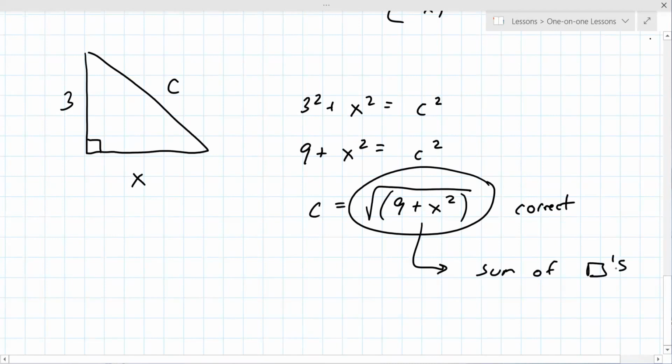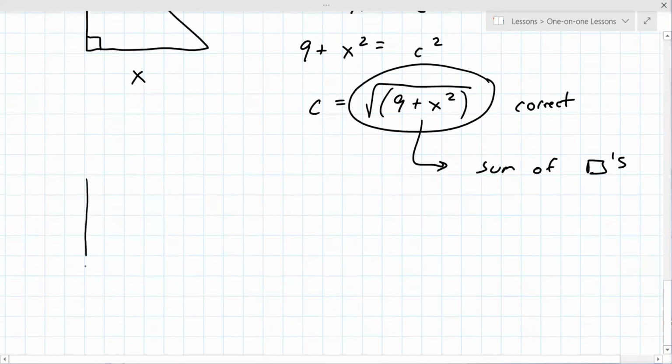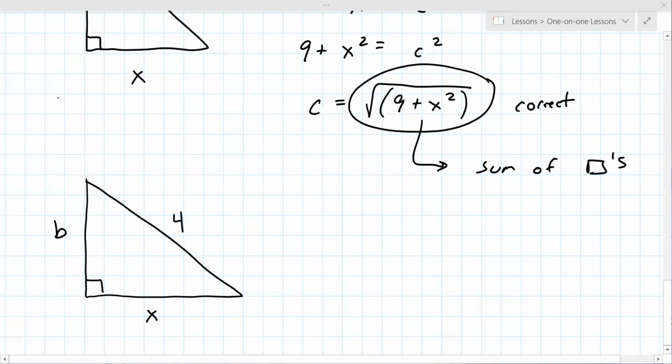Oh, okay. So you can't do anything with that. You see this in trigonometry later on in the course. I know you're taking geometry, but what you're doing right now is trigonometry. So let's say this is 4 and this is x. I want you to find b this time, please.